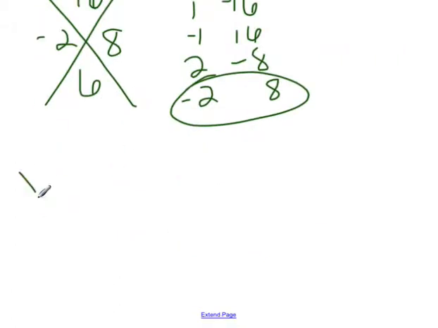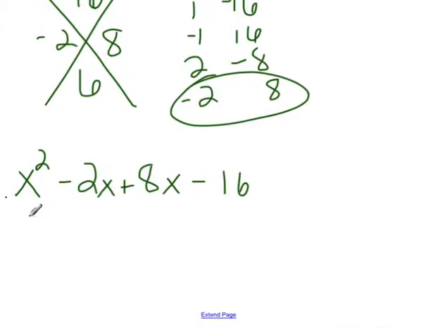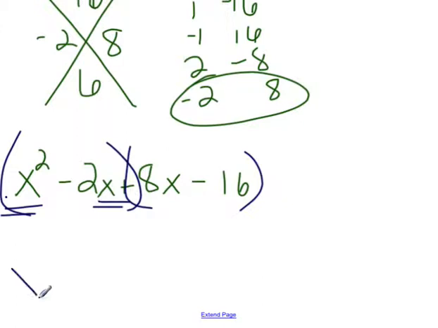So now I'm going to rewrite this equation. So instead of writing 6x, I'm going to write negative 2x plus 8x minus 16. And now I'm going to factor by grouping. That's what we've been doing all this unit. So I'm going to make my two groups. Between x squared and x, I can divide out an x. So I'm dividing each of these terms by x.